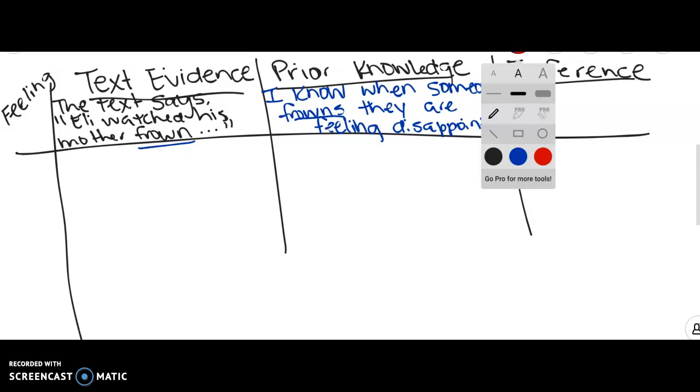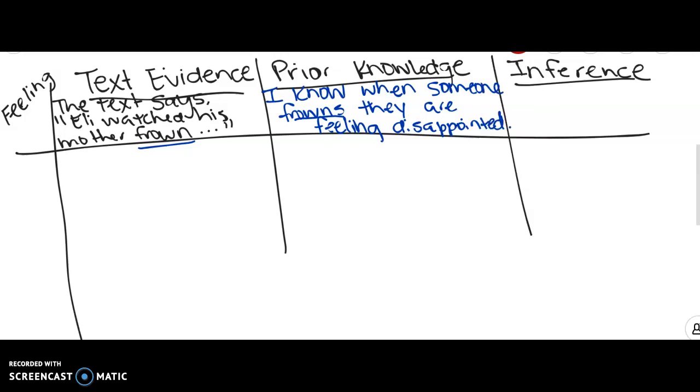Now we can make an inference using both our text evidence and our prior knowledge. And we begin inference with I infer. And an inference is made when the text does not specifically say the facts or what's going on. So we're going to infer why the mother is frowning or why the mother is feeling disappointed. So I infer Eli's mom is disappointed because they don't know what to do with the baby deer.